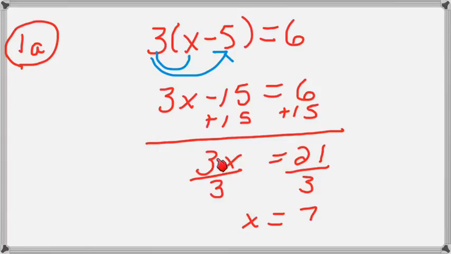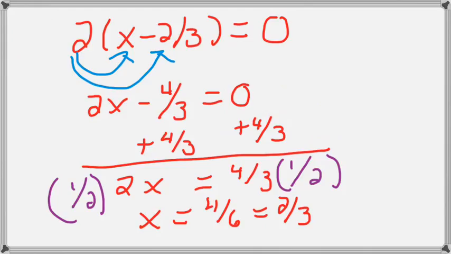I still don't have the x by itself. It's being multiplied by 3 right here. This means 3 times x. The opposite of multiplying is dividing, so I'm dividing by 3 here, and then I have to divide by 3 on the other side. X is 7.